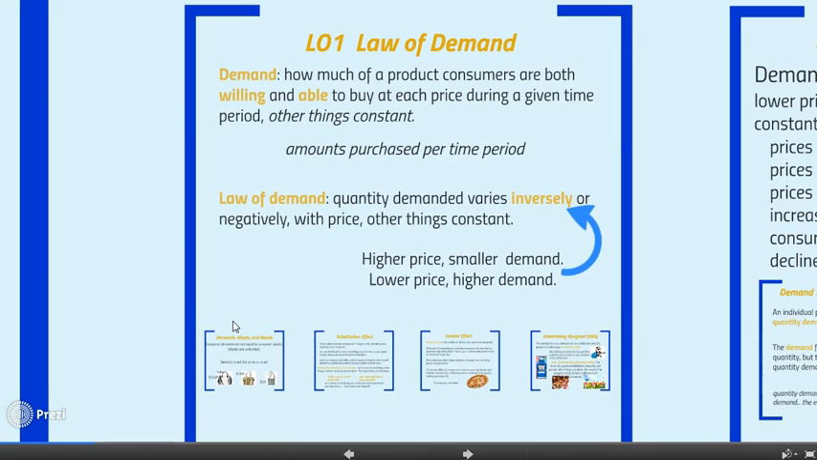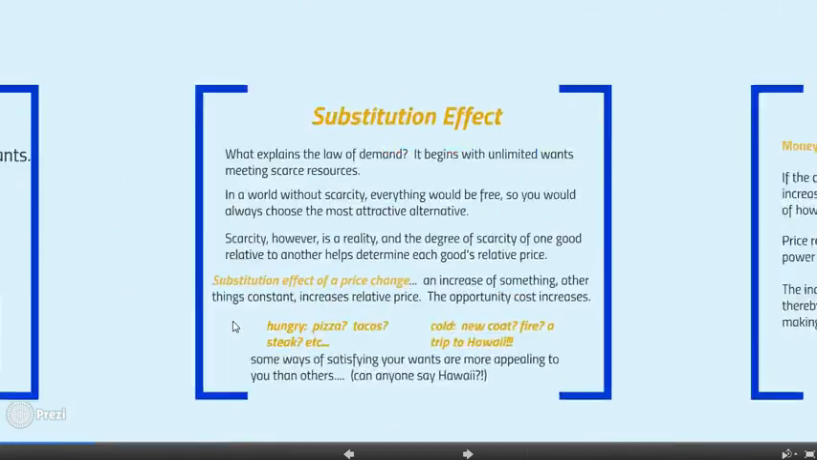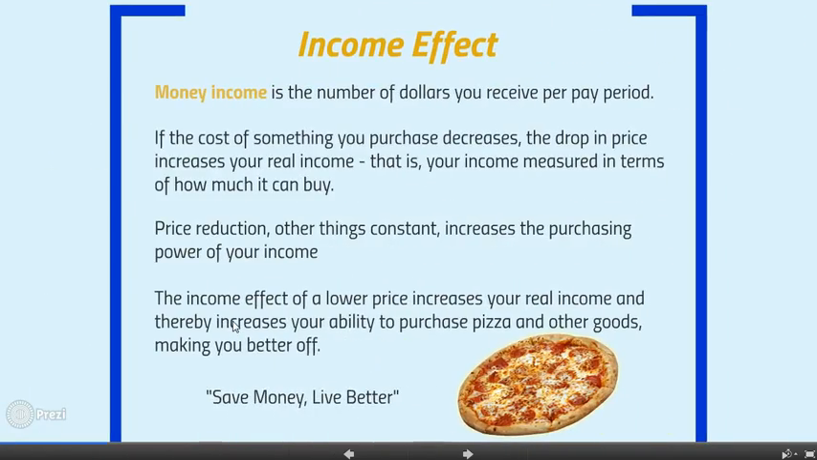That leads into the income effect. Oh gosh, I went the wrong way. There we go. Income effect. Money income is a vocabulary word, and it is just the number of dollars you receive per pay period. If you get paid so much per hour, take out taxes, it's the money that you get per pay period. If the cost of something you purchase regularly, something in your budget, decreases in price, that drop in price actually increases your real income. That is your income measured in terms of how much it can buy.